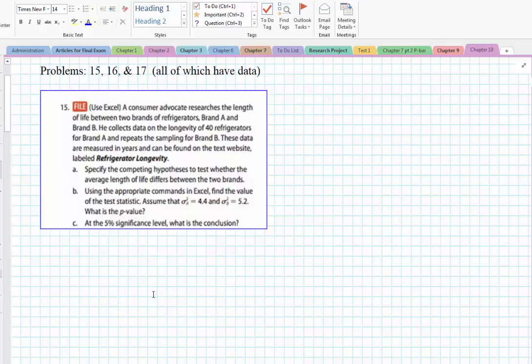A consumer advocate researches the length of life between two brands of refrigerators, A and B, and then he collects data on longevity of the refrigerators, and he reports on them. So these data are measured in years and can be found on the text website. So I'll pull that for you in a second. And of course, they're labeled refrigerator longevity.